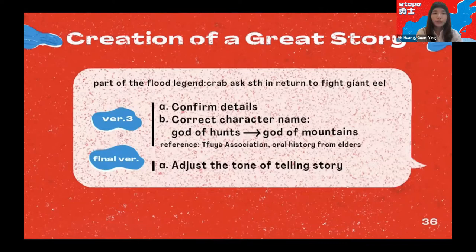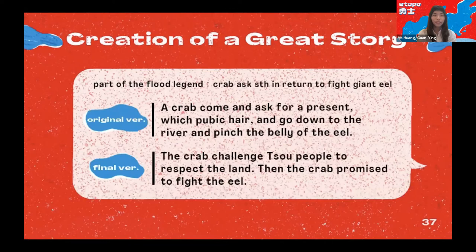After we finally chose the selected version of our story, we then adjusted the tone of telling the story so that it can fit in our exhibition. That part, Yu-Chen will share more about later. So the content changed from the original one, where a crab comes and asks for a present, which is a pubic hair, then goes down to the river and pinches the belly of the eel, into a version where the crab challenges the people to respect the land and be environmentally friendly. Then the crab promises to fight the eel. So you can see the difference here.